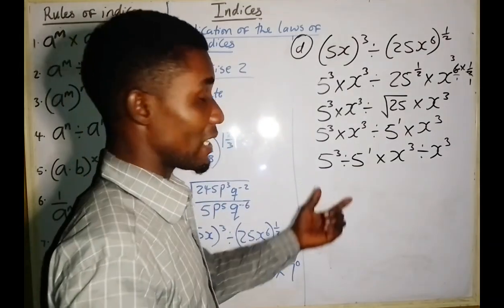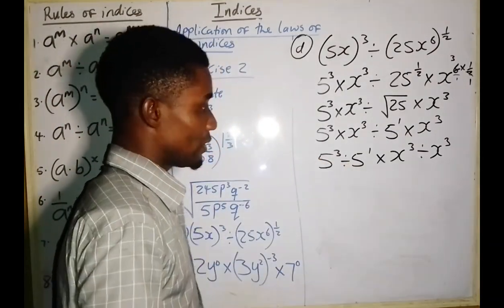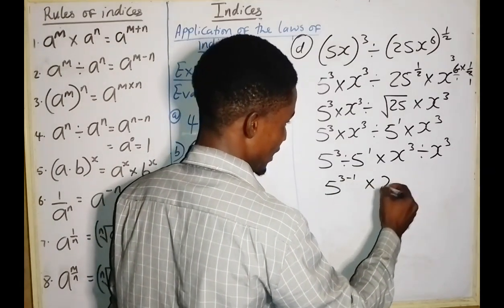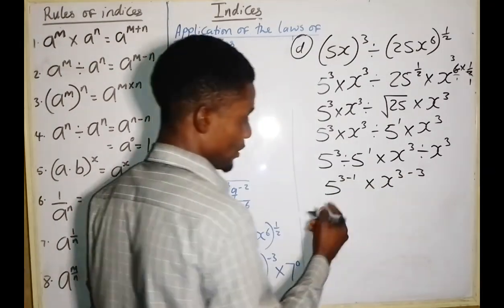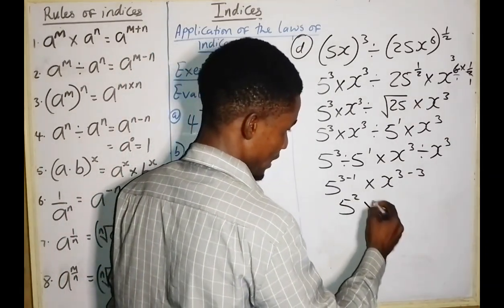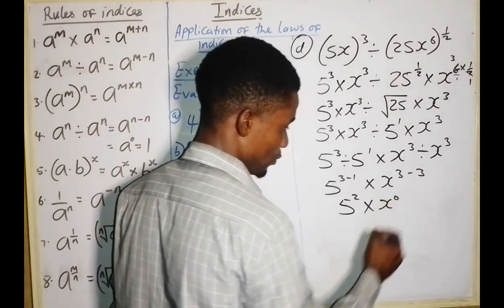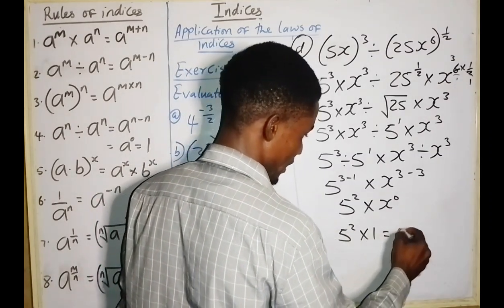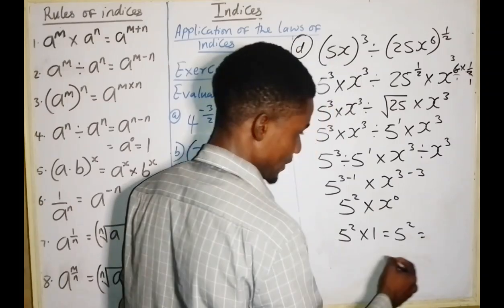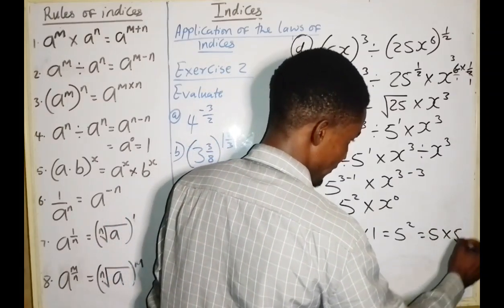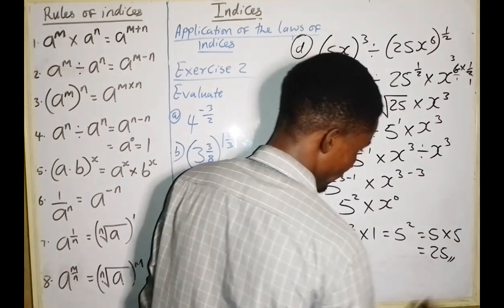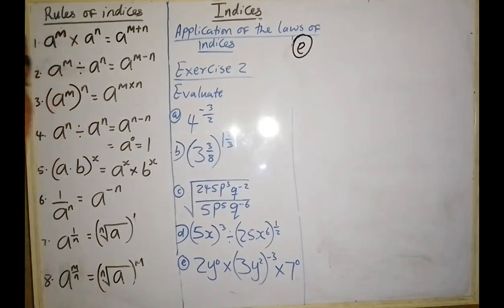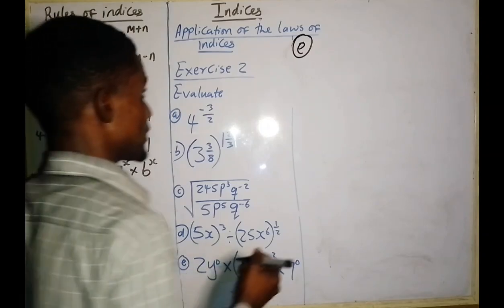Now, since their bases are the same, we are going to subtract the what? The index. So we have 5 raised to the power of 3 minus 1 times x raised to the power of 3 minus 3. 3 minus 1 is going to give us what? 2 times x raised to the power, 3 minus 3 will be what? Will be 0. So we have 5 raised to the power of 2 times 1. And that will give us 5 raised to the power of 2. And 5 times 5 is going to give us what? 25. So 25 is going to be our final answer for the fourth question.